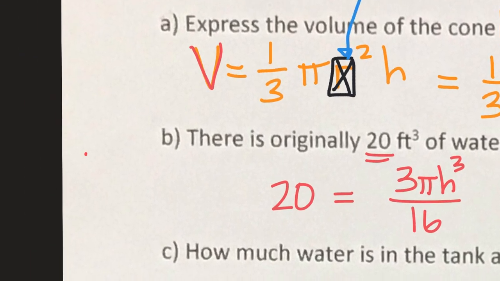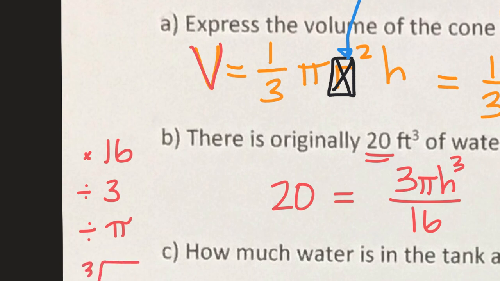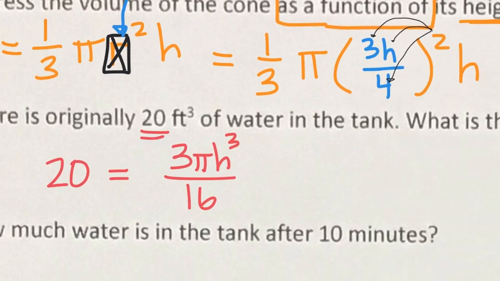First step, multiply by 16, because you want to get rid of your denominator. The next step, divide by 3, to get rid of your number. The next step, divide by pi. The last step is to take the third root of whatever number is left on the left side. There are always 4 steps to solving for h: multiply by your denominator, divide twice by your number and your pi, and then take the cube root.